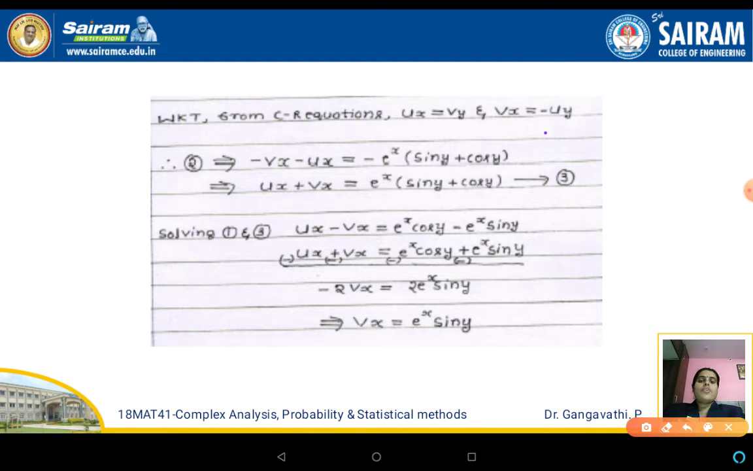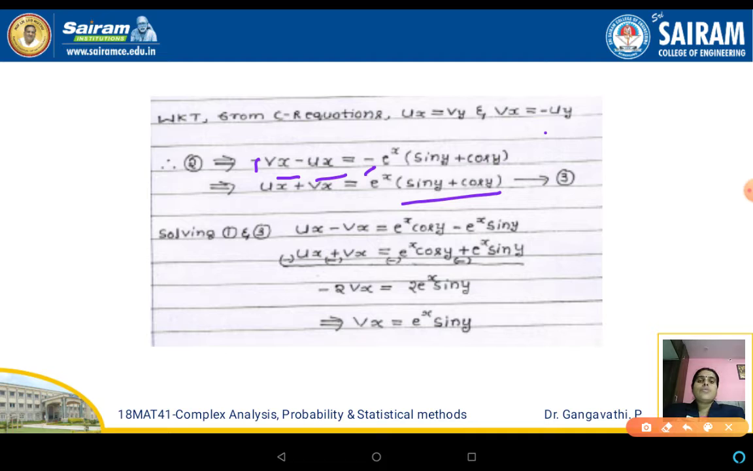Consider your equation 2. There you are going to substitute these CR equations. So we get minus vx minus ux is equal to minus e to the power of x into sin y plus cos y. You can take the minus sign outside and cancel it with this minus. So you get ux plus vx is equal to e to the power of x into sin y plus cos y, and call this resulting equation as equation 3. Now equation 1 and equation 3: equation 1 has ux and vx, and equation 3 also has ux and vx. So we have two equations with two unknowns.